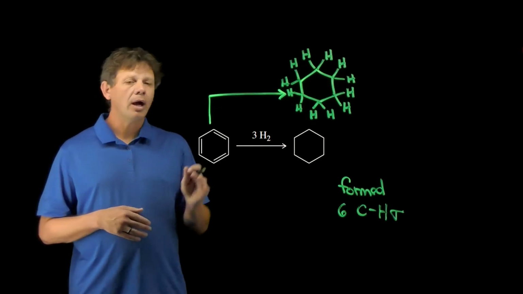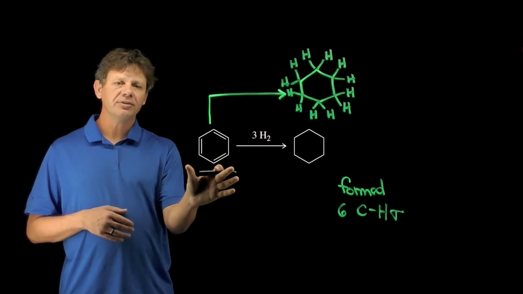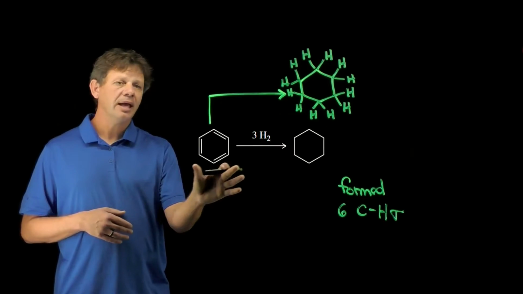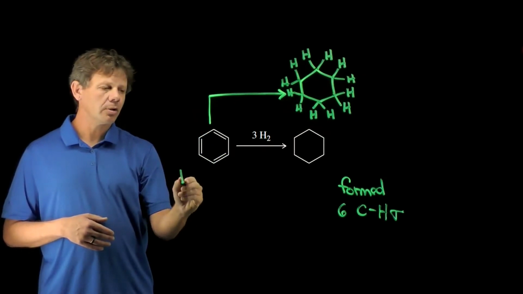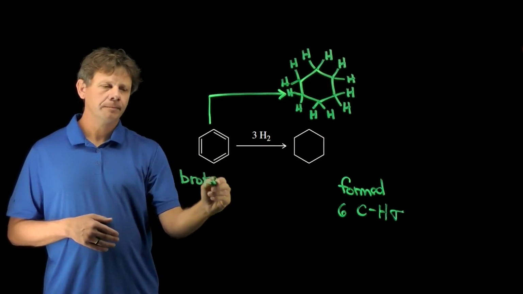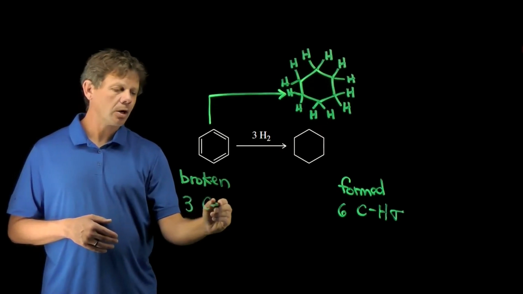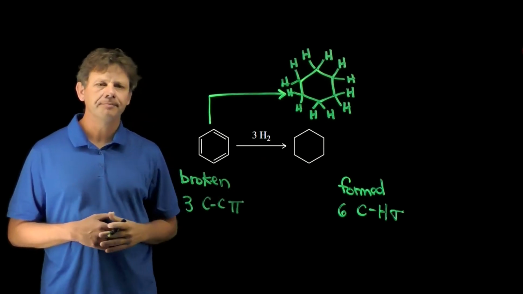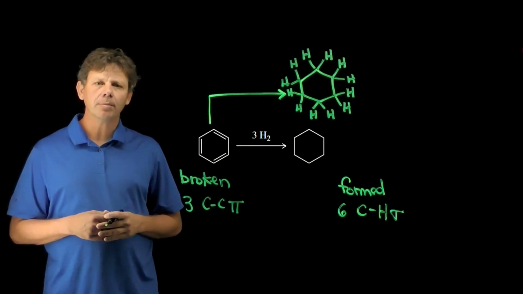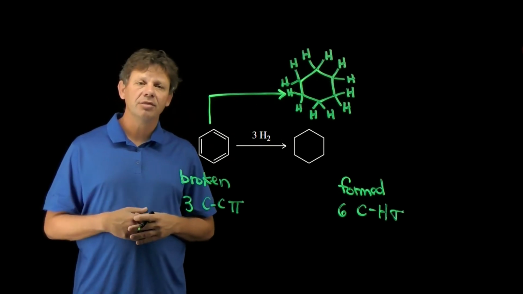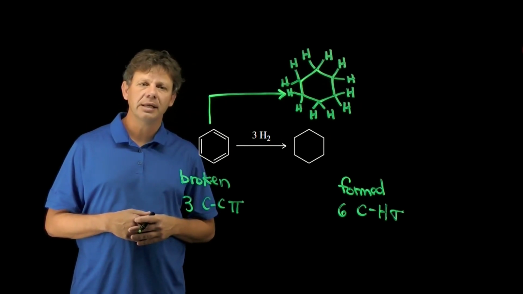What bonds are breaking? Well, we notice that with benzene, we start out with 3 pi bonds, and those are all gone in cyclohexane. So in terms of our broken bonds, we have 3 carbon-carbon pi bonds. Now, the number of broken bonds should match the number of formed bonds, so there must be at least 3 more bonds that are breaking in this reaction.